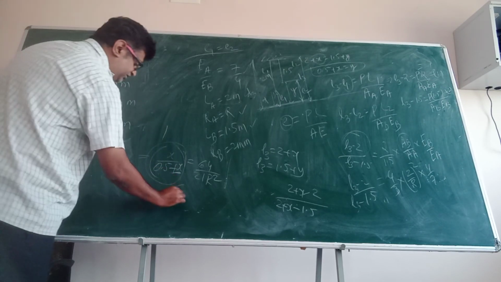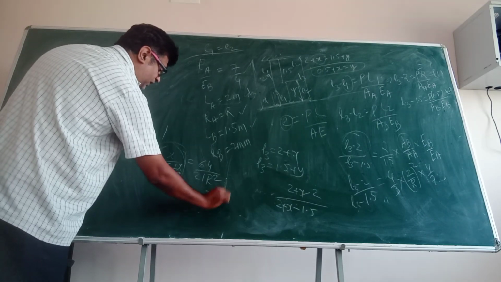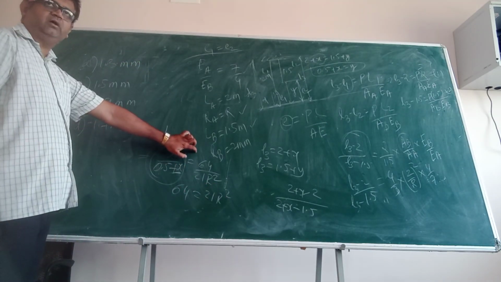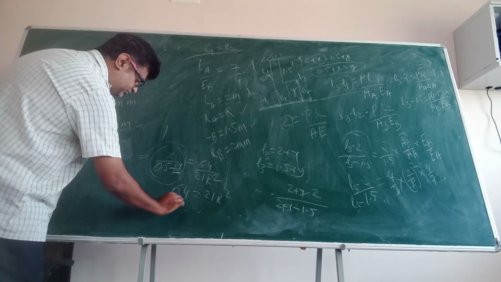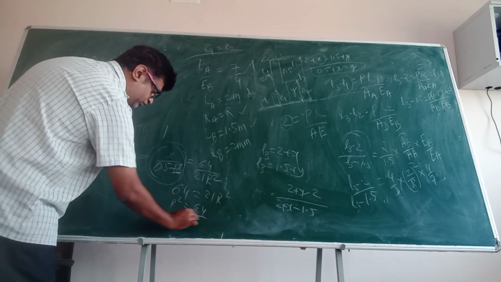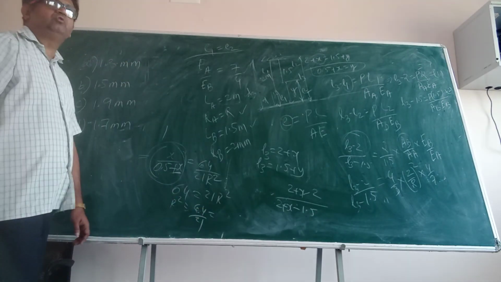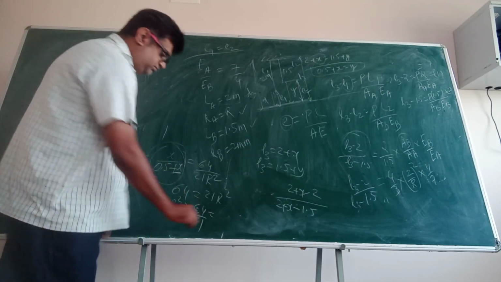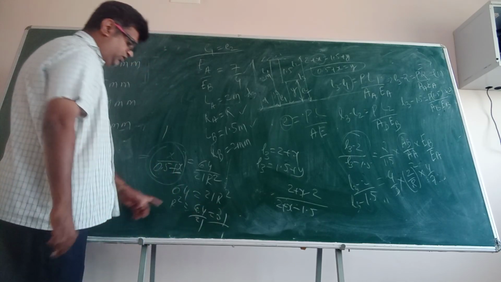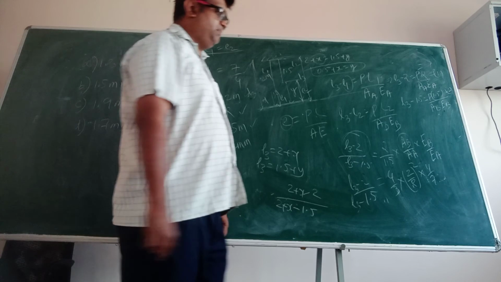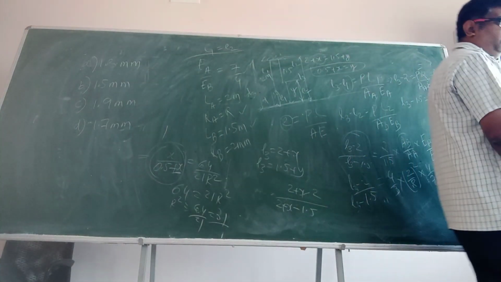So 64 is equal to 21 r square. Am I right? So r square is equal to 64 by 21. Okay? So this is 21 into 3, 3 point something, no? It is 3.1, let us say. So root over 3.1. Root over 3.1 is what I am getting.